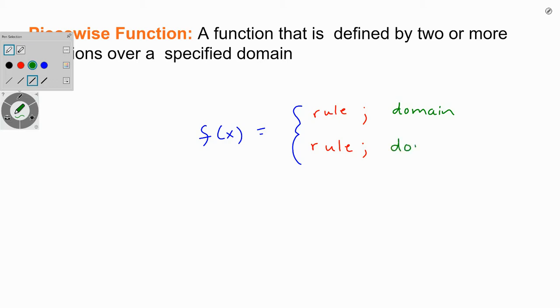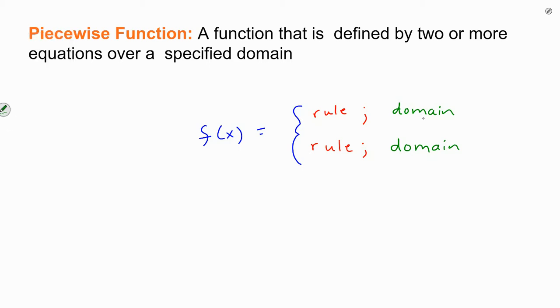Now these domains are not going to be overlapping, meaning there cannot be x values that are in both of those domains. That would make it not a function. So these are very specific domains that do not overlap, meaning we're going to have to use less than or equal to, less than, and greater than signs, showing that these are not equal. Let me show you what I'm talking about.